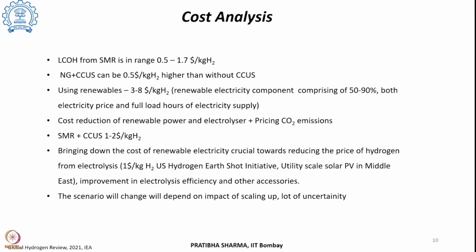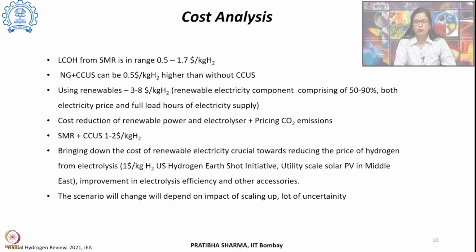When it comes to cost analysis, we know that the fuel which is used widely for hydrogen production is natural gas, and the method is steam methane reforming. This is the most cost effective method. So, the levelized cost of hydrogen which is produced using steam methane reforming lies in the range of $0.5 to $1.7 per kg. Now, there is a huge variation in the cost. The reason is the regional variation in the cost of the feedstock, natural gas. However, this is without any carbon capture, use and sequestration.